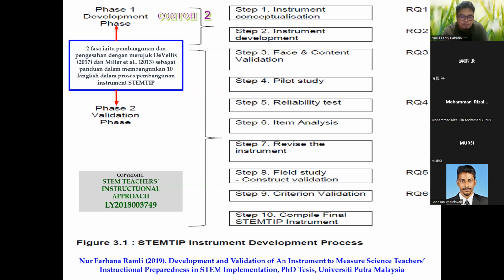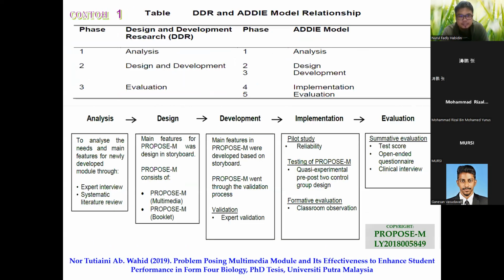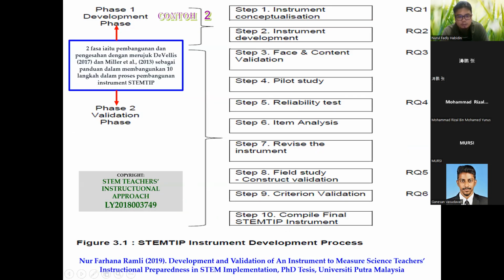Okay, from this Nur Fahana Ramli and the previous one from Nor Tutiani, they also have copyright because they actually propose an adaptive new research design. You can make a copyright to show your originality. So this research design has originality because Nor Tutiani already copyrighted it. Same with Nur Fahana Ramli, they have also already copyrighted their research design.